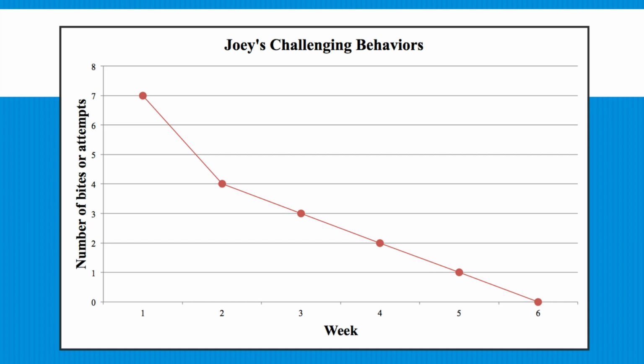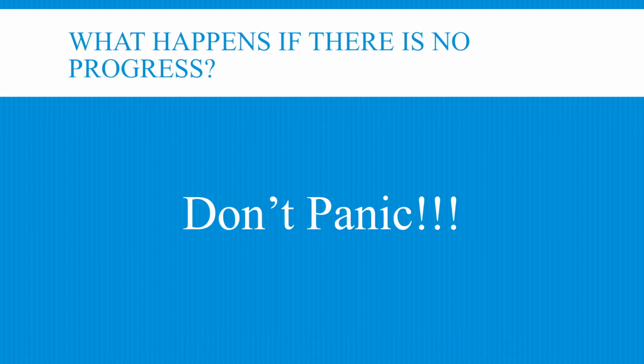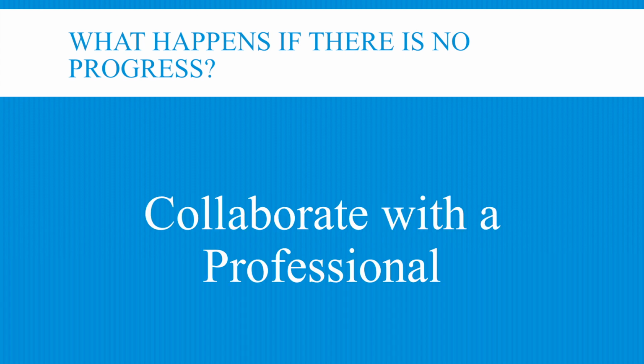But in some cases, collecting data will show that a child is making no progress. When this happens, don't panic. This probably just means that your behavior plan needs a few adjustments. If this happens, it's probably time to reach out to a professional. You might find it helpful to reach out to your child's teacher or perhaps a local behavioral therapist. They can help you figure out what changes need to be made to the plan to better support your child.